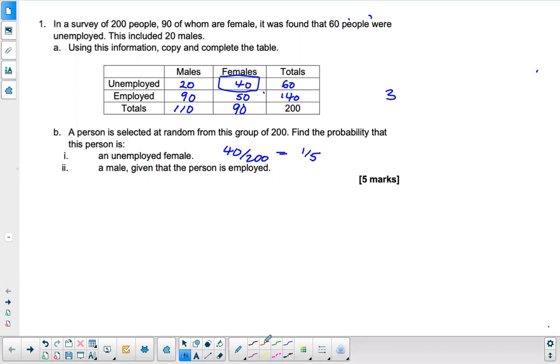And then a male, given that the person is employed. Now, given that a person is employed, implies we're only looking at this line here. So we have 90 out of 140, which equals 9 out of 14. And I apologize for my writing, but my pen is lagging substantially. Okay, those are worth 1 mark each. So 1 and 1.